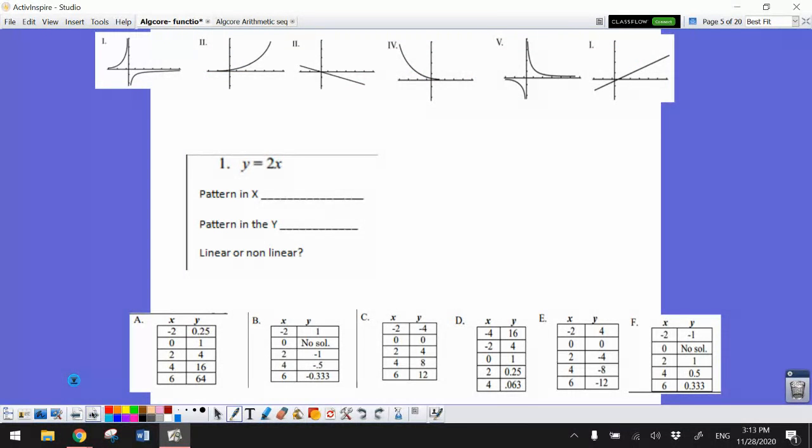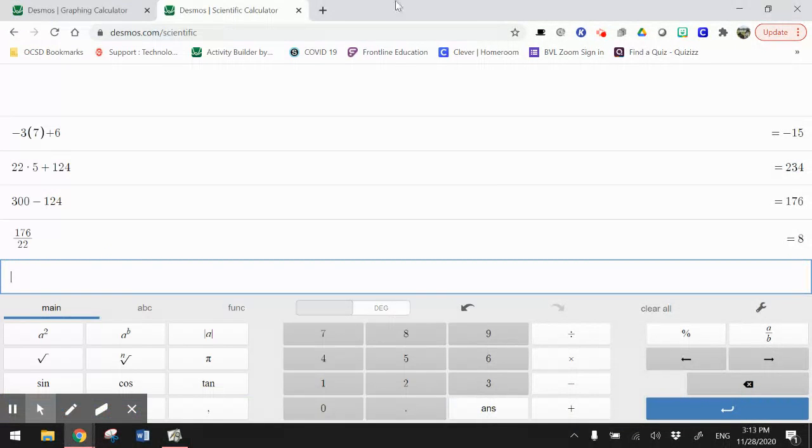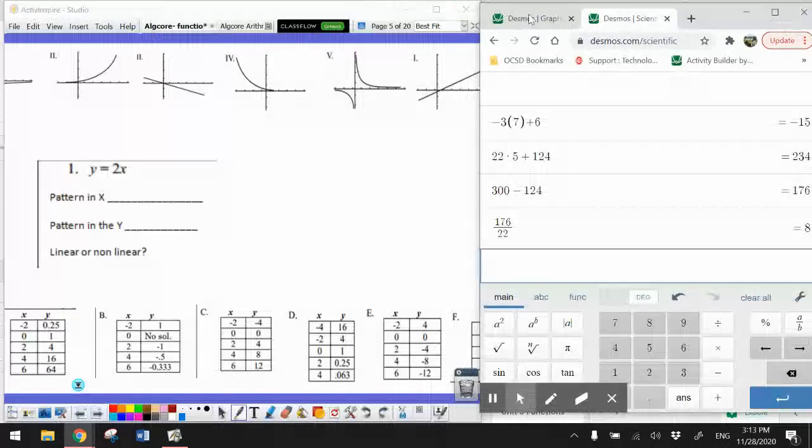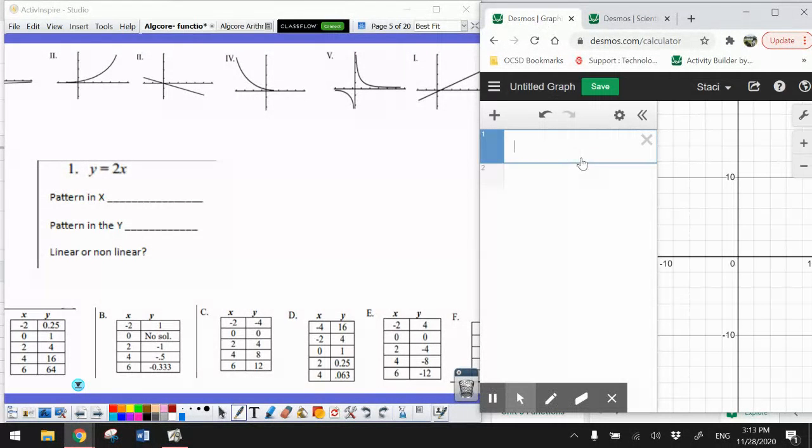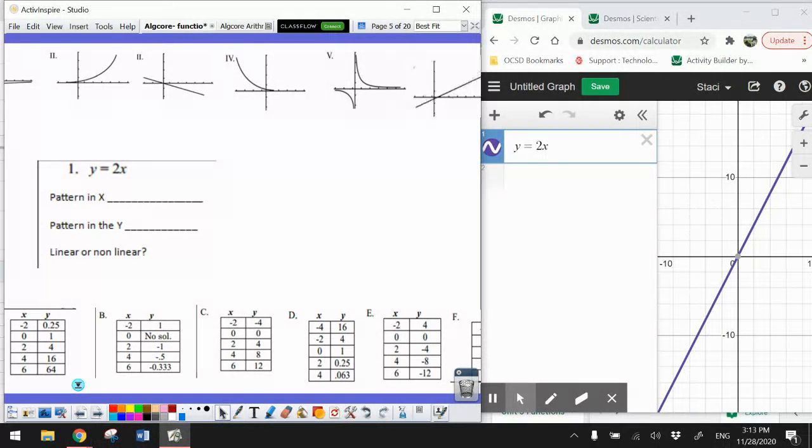Okay, so what we're going to start with now is some matching. We are going to be matching a function, a table, and a picture. So let's start with getting our graphing calculator brought up here because we need the picture. And we're going to type in y equals 2x. And I can see it's a line, and it's a line that's going up. So I know that so far, that's kind of what I'm looking at. And I see that there is a line that goes up right here. So that is probably my match.